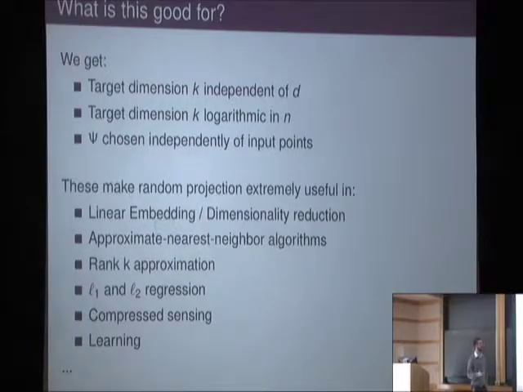So these properties make random projections very, very useful in, of course, dimensionality reduction and embedding and stuff like that. This is the obvious, straightforward application. But also in nearest neighbor algorithms, for example, when you want to project query points that you have not seen before, so you don't have the input before you choose the mapping. Rank-k approximation of matrices, regression, compressed sensing, graph sparsification, in many different topics. So this ends up being extremely useful.